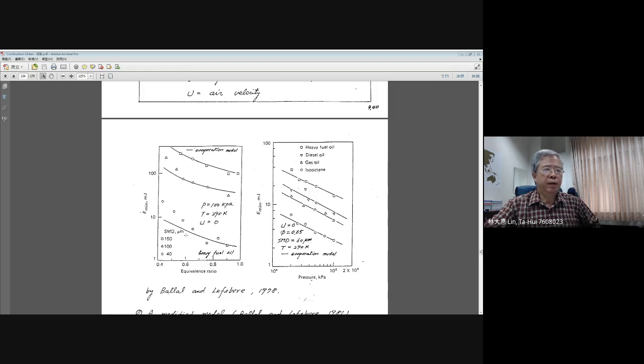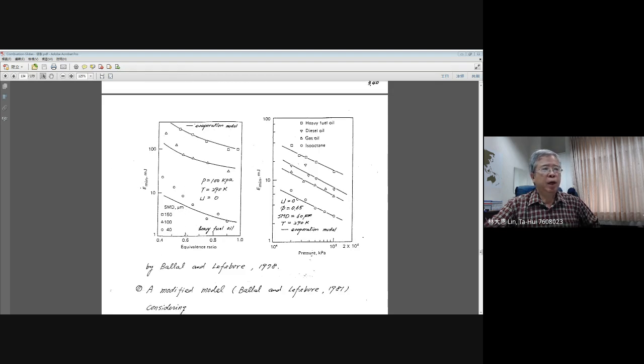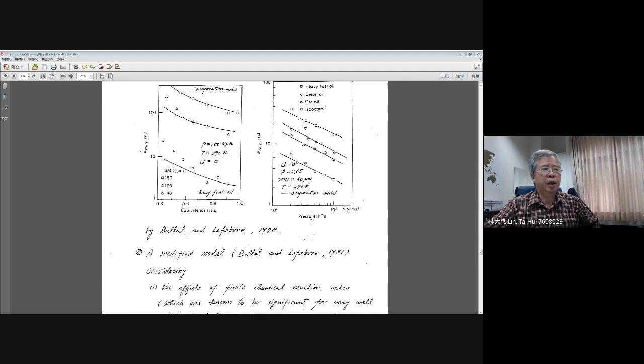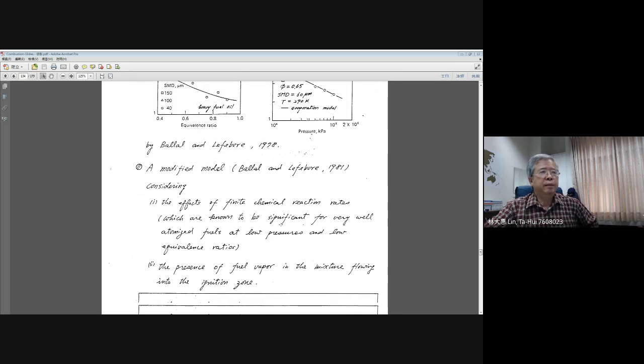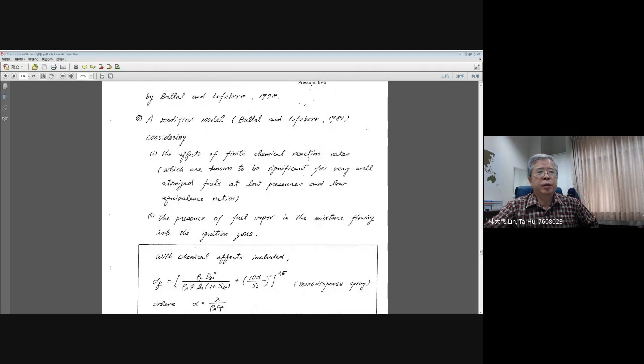Then Bow and Lefebvre tried to modify their predictions by introducing a modified model in 1981. They consider the effect of finite chemical reaction rate. This is completely different from the previous assumption of infinite chemical reaction rate, right? Now they consider finite chemical reaction rates, okay? And they know this is very significant for a very well atomized spray at low pressure and low equilibrium ratio. For the ignition process, you should remember the spray environment.